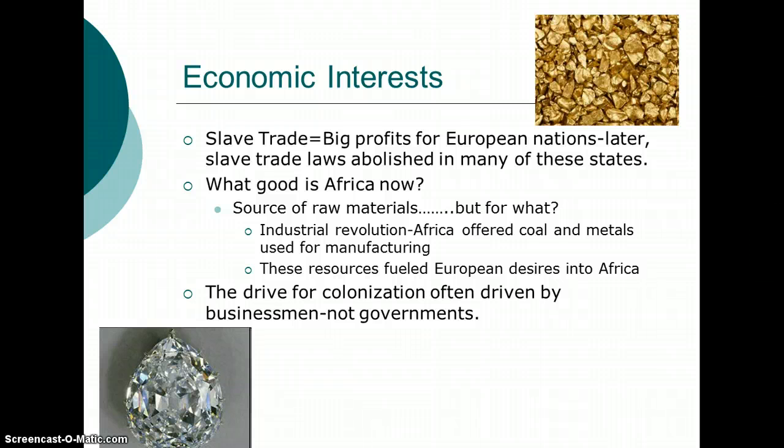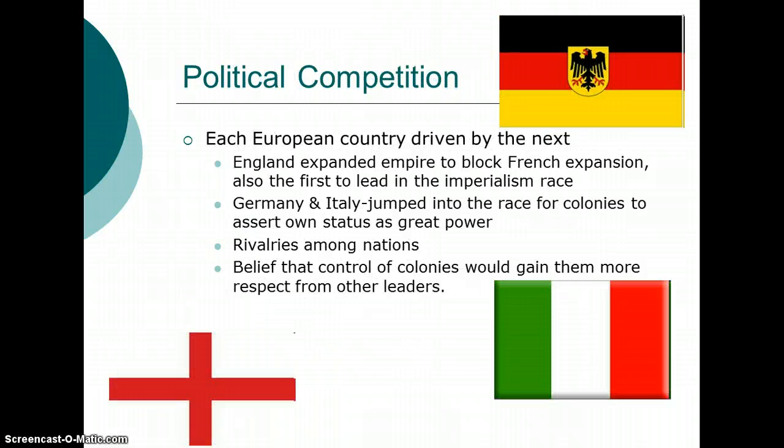And we all know that Africa is the continent with the most resources. It has coal, gold, silver, diamonds. It has all these very valuable resources. So the drive for colonization was often driven by businessmen, not only governments, because businessmen found profit in African land. So what is the political competition?